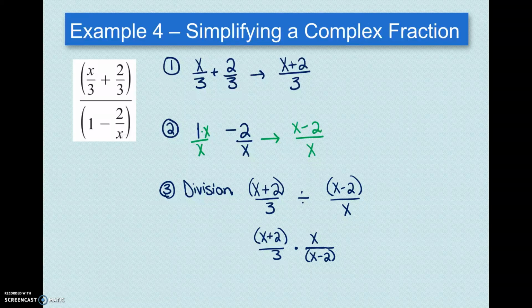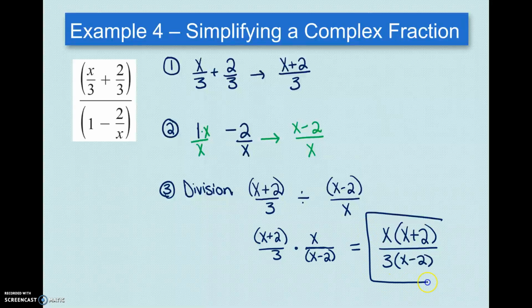Does anything cancel? Unfortunately, no, nothing cancels. So we have x times x plus 2 on the top. We have 3 times x minus 2 on the bottom. And that is our simplified answer. Although you have to admit that that answer does look simpler than the complex fraction we started with.